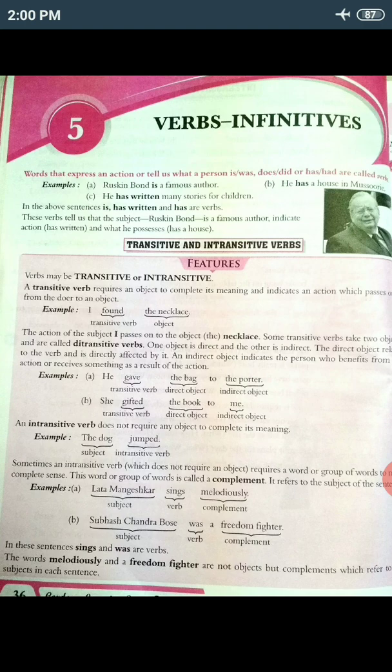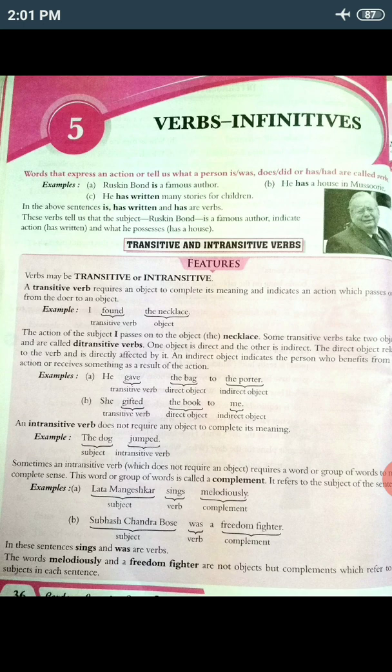Now, to make it easier for you to understand, let me tell you this way that in a transitive verb, what we see is a subject and a verb followed by an object. For example, I'd like to take the example which is given in your book, that is, I found the necklace. So here I is the subject, or you can say a pronoun or noun has to be there. What is the verb here? Found. Okay, and now it needs an object to complete the sentence. And what is the object here?